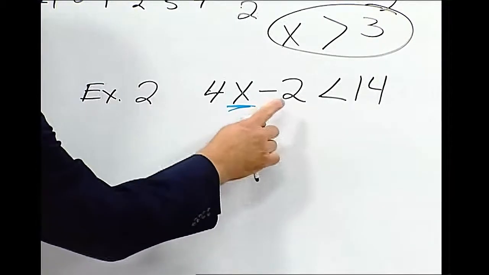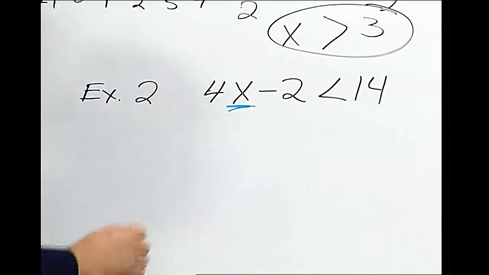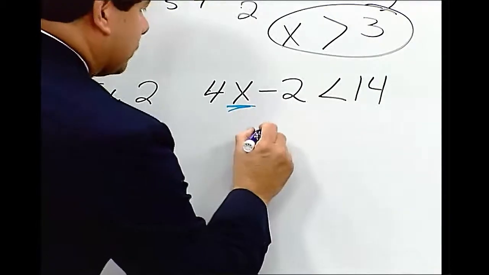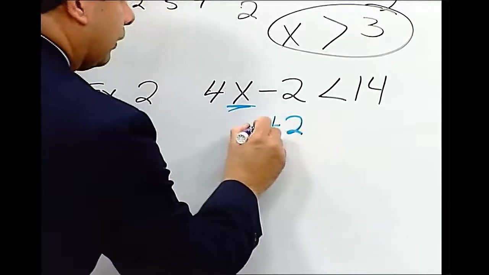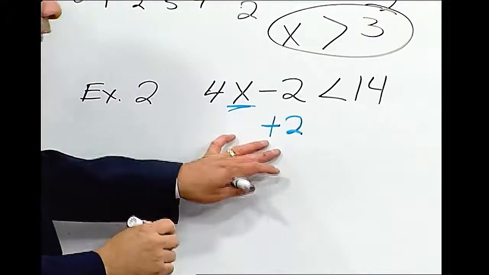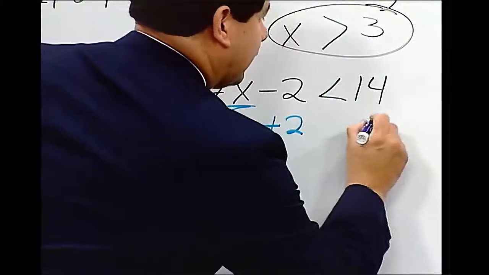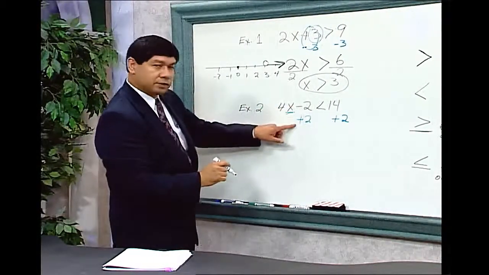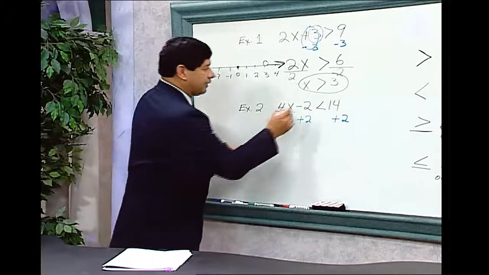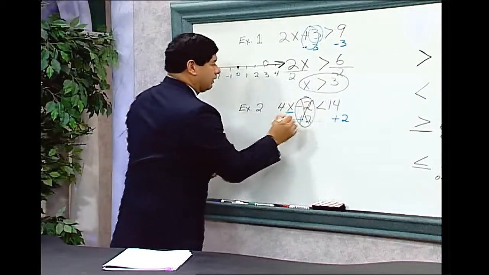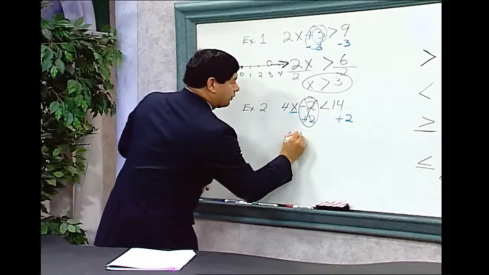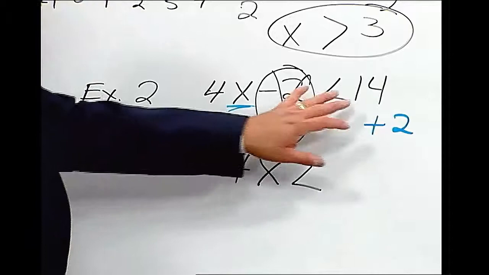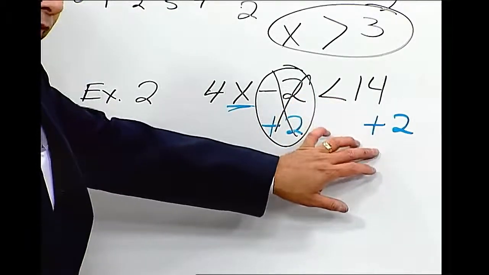We have a negative 2, so to that negative 2, let's add the opposite to eliminate it. So to that negative 2, we're going to add 2. And what we do to one side of our inequality, we have to do to the other side. Let's add 2 to this side. So we have a negative 2 and a positive 2. What happens to them? They cancel out. They're gone. So now we have 4x is less than, we have 14 plus 2, 16.